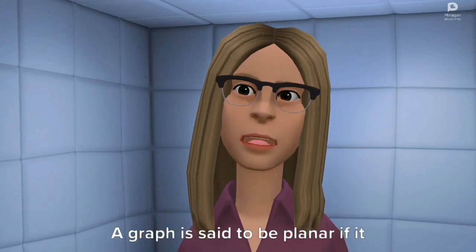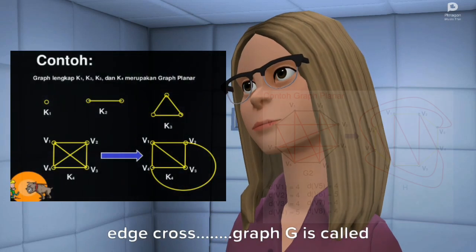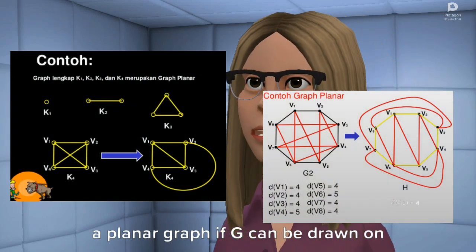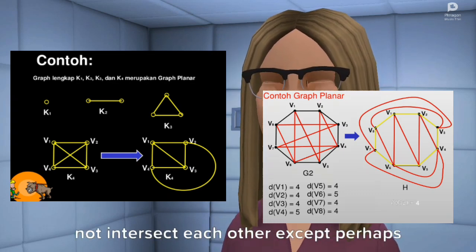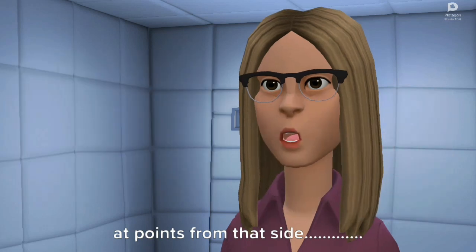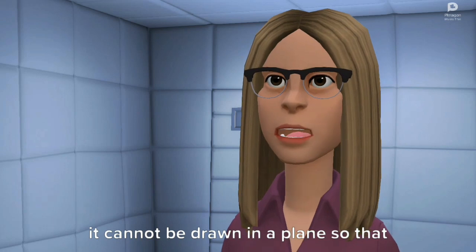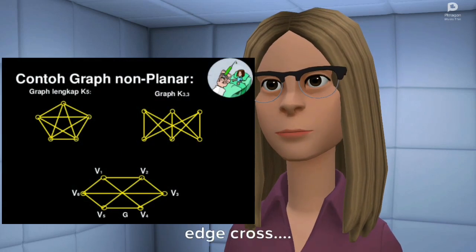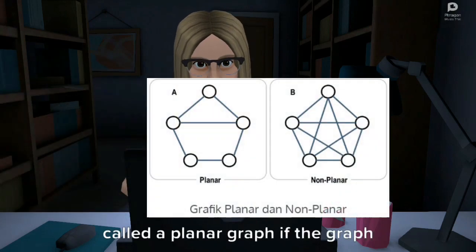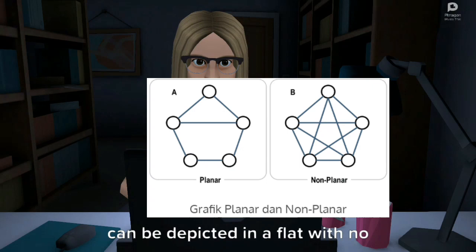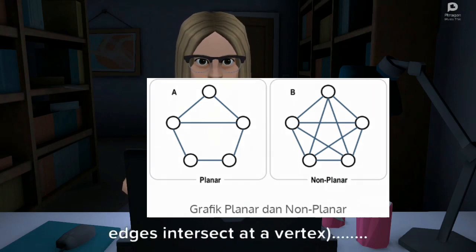Planar graph. A graph is said to be planar if it can be drawn in a plane so that no edges cross. Graph G is called a planar graph if G can be drawn on a flat plane so that the sides do not intersect each other except perhaps at the vertices of those sides. A graph is said to be non-planar if it cannot be drawn in a plane so that no edges cross. A graph G = (V, E) is called a planar graph if the graph can be depicted on a flat plane with no intersecting edges except edges that intersect at a vertex.